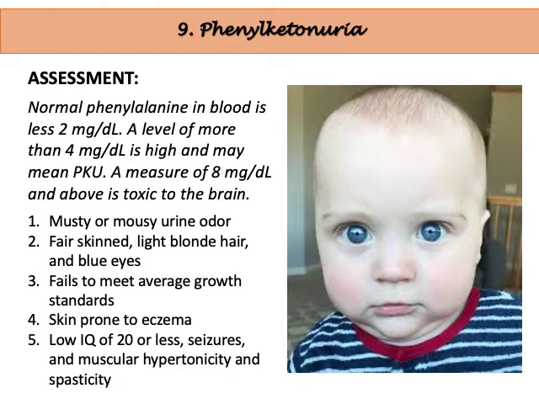Fourth, the child's skin is prone to eczema. There is a strong association between children with PKU and atopic dermatitis. And fifth, there are low IQ scores of 20 or less. There may be seizures, muscular hypertonicity, and spasticity. This is the goal of prevention of PKU, to prevent cognitive damage as phenylalanine is toxic to the brain.